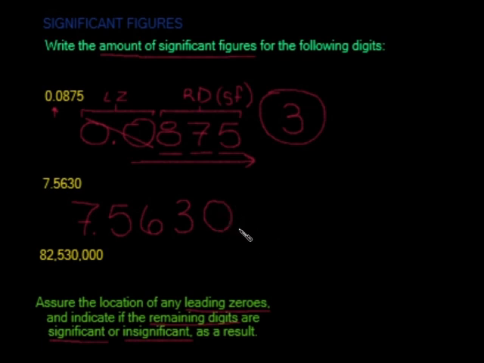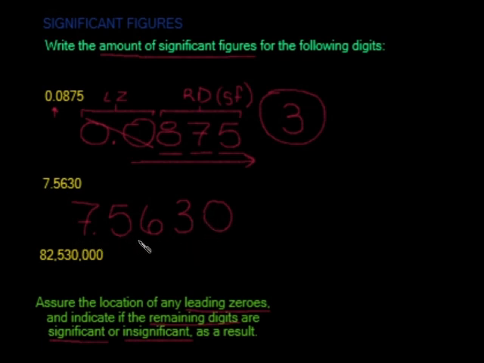0. And of course, you can also call that 0, but I just like to call it O so that I have clarification. So for the second one, 7.5630, I'm not going to get tricked. Firstly, I have to assure the location of any leading zeros. So if this was a leading 0, I would have to move that so that it makes a leading 0, which would be insignificant.